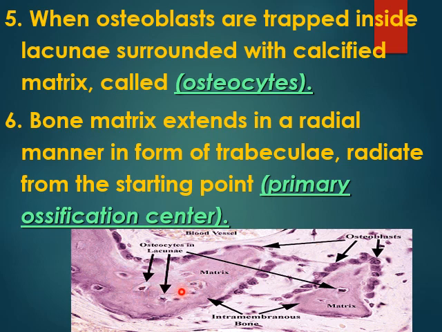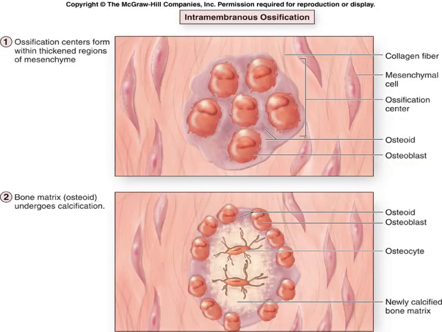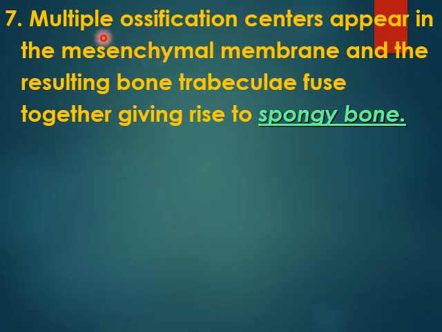In between these cavities, again, these are undifferentiated mesenchymal cells. With increased blood supply, the undifferentiated mesenchymal cells become osteoblasts. The osteoblasts form a bone matrix, which becomes calcified and imprisoned inside the lacuna to form the osteocyte. Multiple ossification centers appear, so I'm having irregular bone trabeculae.